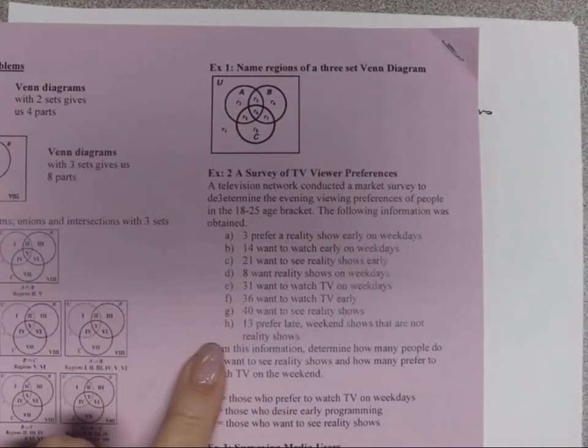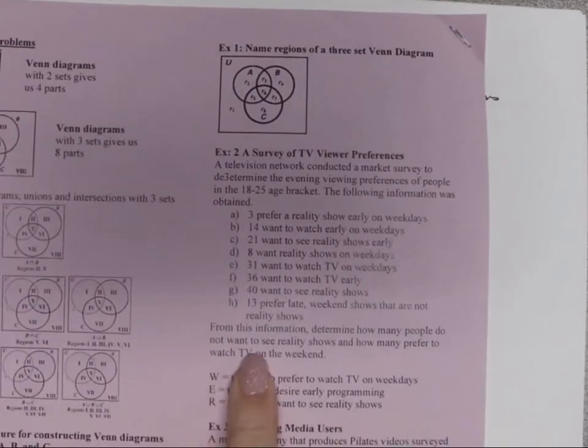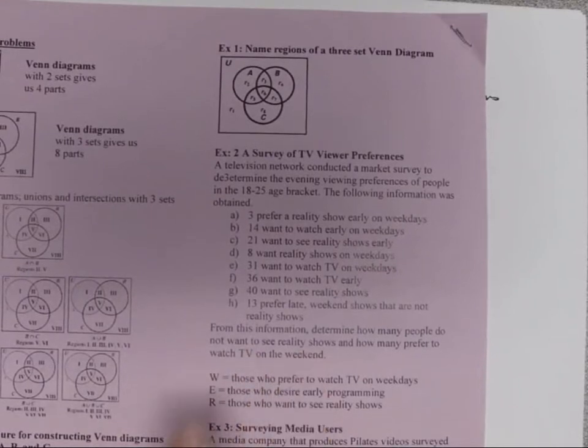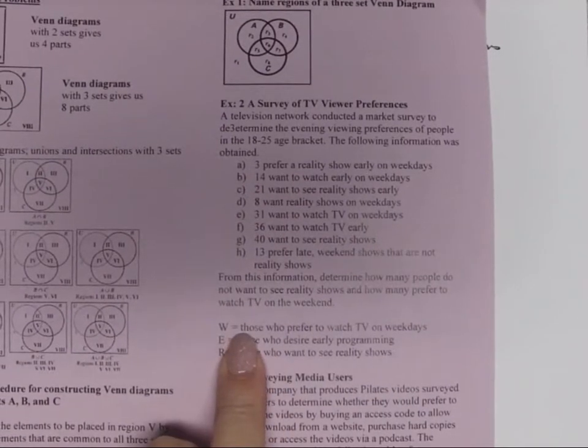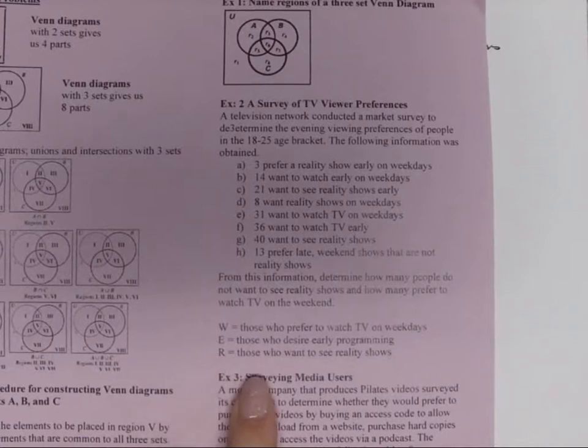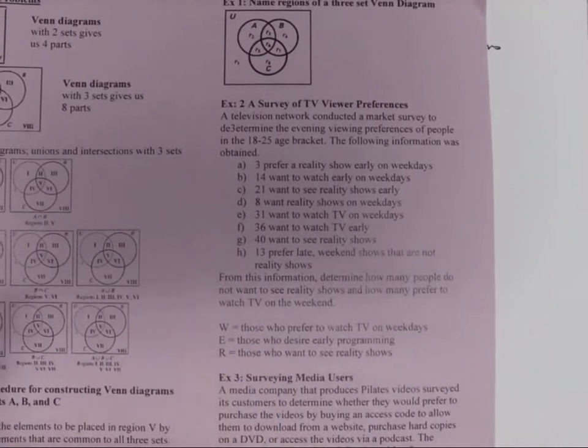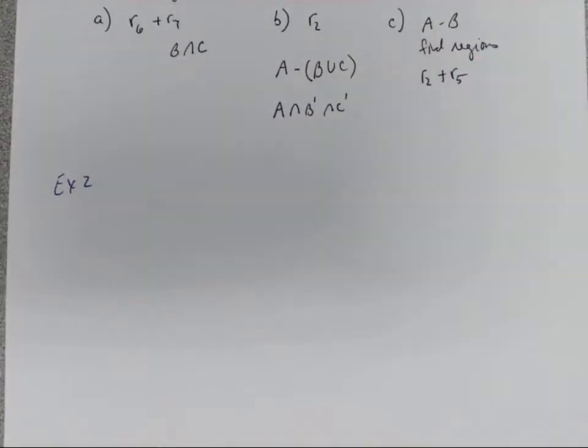So we have A through H. From this information, determine how many people do not want to see reality shows and how many prefer to watch TV on the weekend. We're going to use W for those who want to watch on weekdays, E for early programming, and R for reality shows. So let's go draw this out on a Venn diagram.